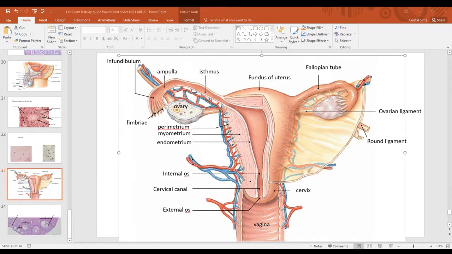And then I have to label the ovary. It doesn't have a little line for it, but I'm just going to type it right over the structure. I've got the ovary. All right. So I'll leave that up for a second.